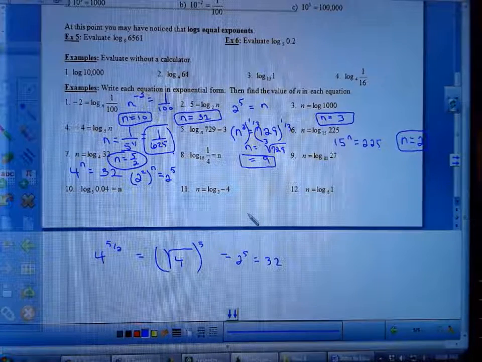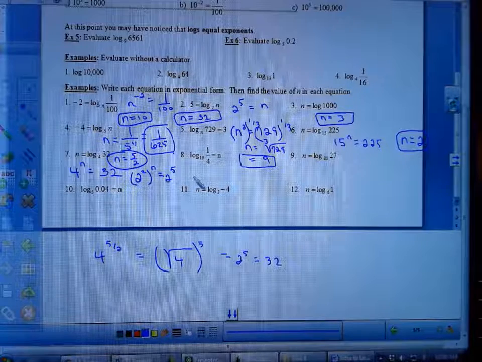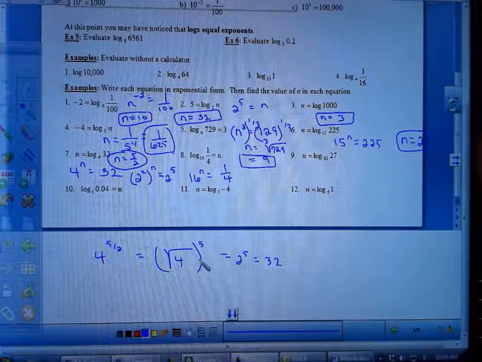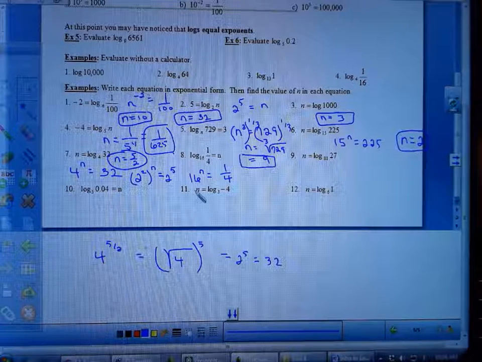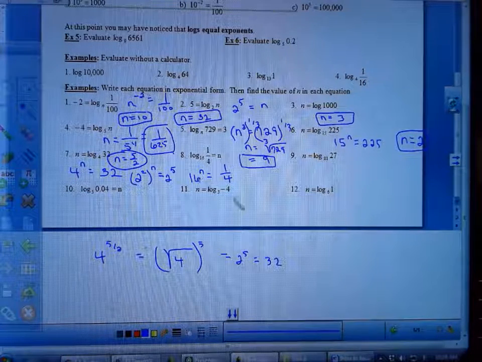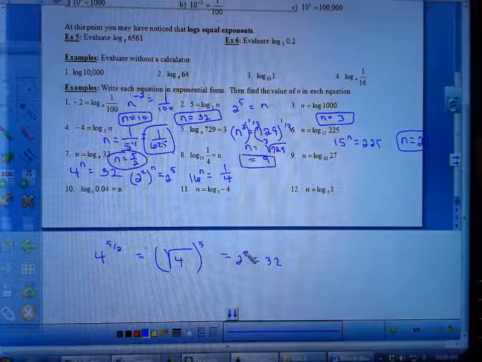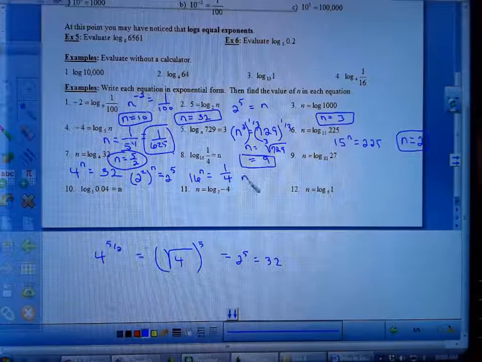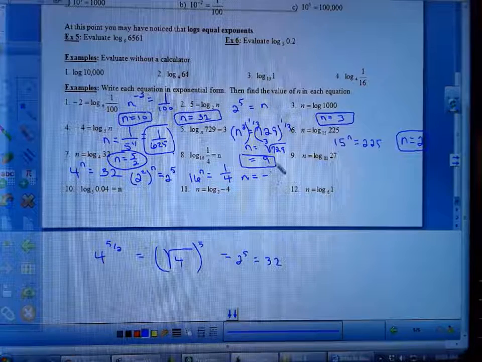You got it? Okay, what about number 8? 16 to the nth is 1/4. So 16 to n is 1/4. I could change to a common base on this one, but y'all should be able to kind of think through this one. How do I turn 16 into 4? I take the square root. But how do I put it in the denominator? I'd raise it to a negative. So n is going to be what? A negative 1/2. Okay, so think about that.